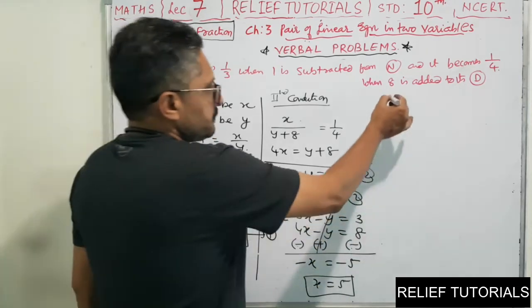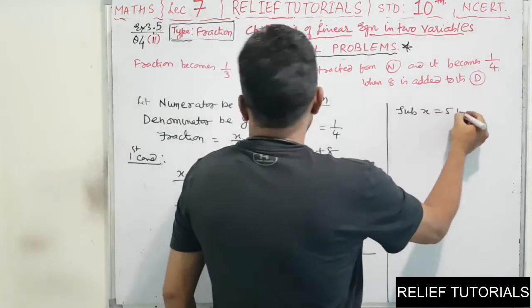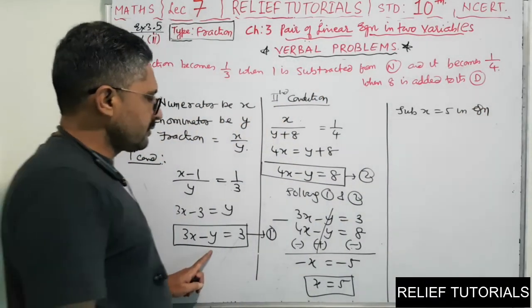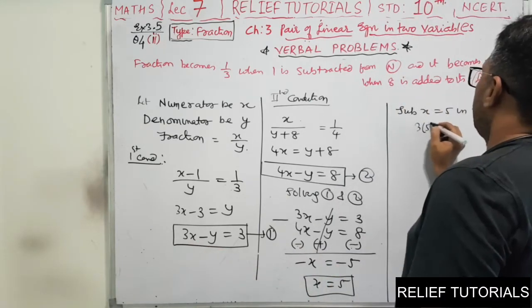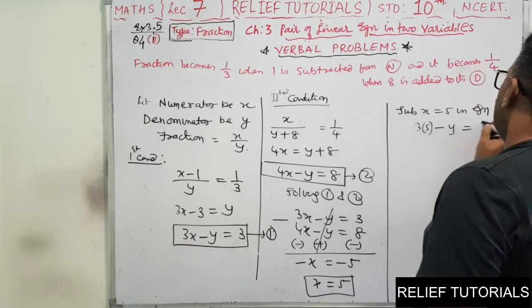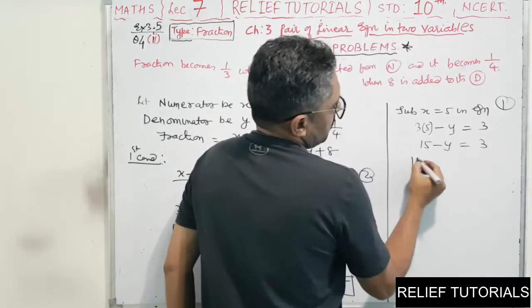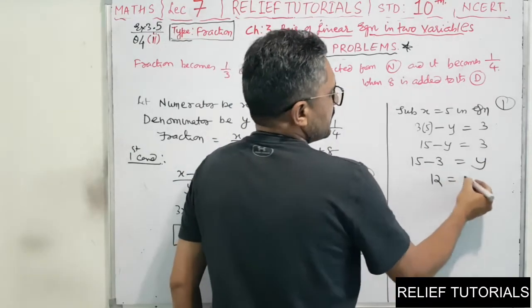Okay, now substitute x equals 5 in any one equation. Which equation do you have to substitute in? In equation 1, come on. So 3x minus y equals 3, so 3 into 5 minus y equals 3. 3 into 5, 15 minus y equals 3. So 15 minus 3 equals y. 15 minus 3 is 12, equals y.